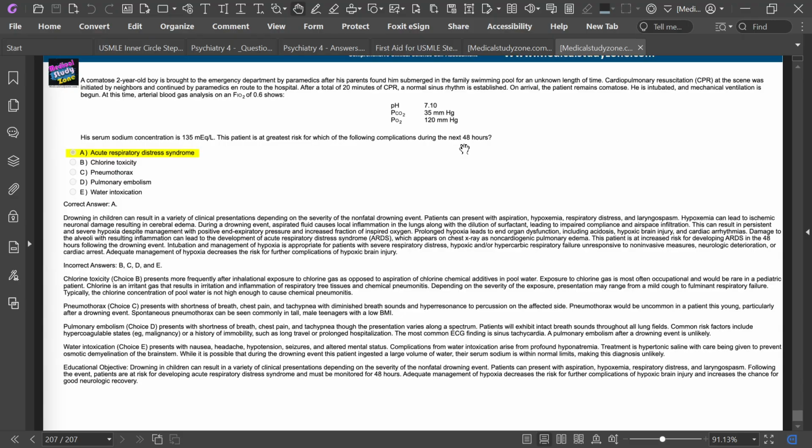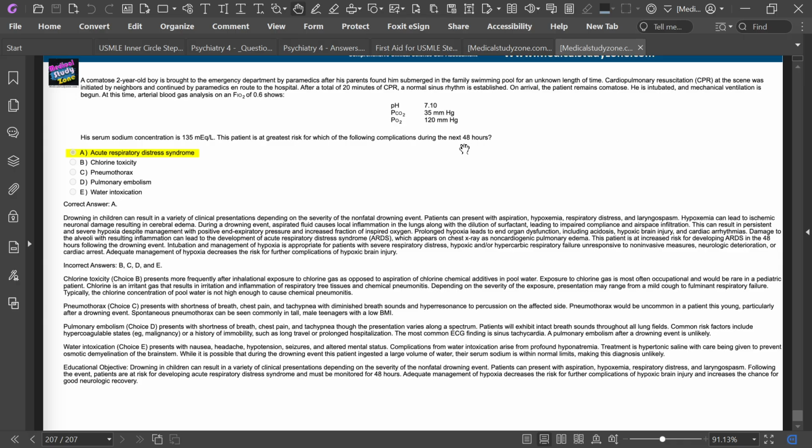Drowning in children can result in a variety of clinical presentations depending on the severity of the non-fatal drowning event. Patients can present with aspiration, hypoxemia, respiratory distress, laryngospasm. Hypoxemia can lead to ischemic neuronal damage, resulting in cerebral edema during a drowning event.